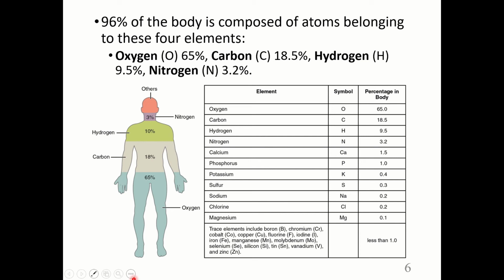You can see that there are several other elements that are important in building the body. Their symbols are depicted in the central column, as well as their percentage in the body on the right-hand column. We will talk about a lot of these elements as we go through anatomy and physiology.